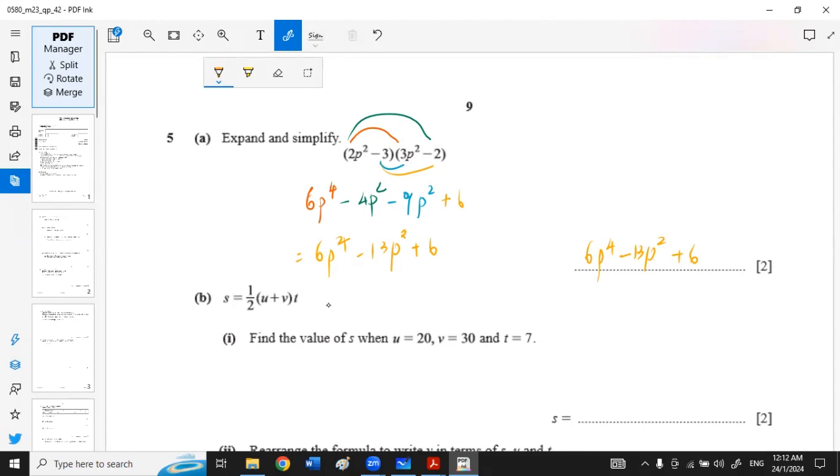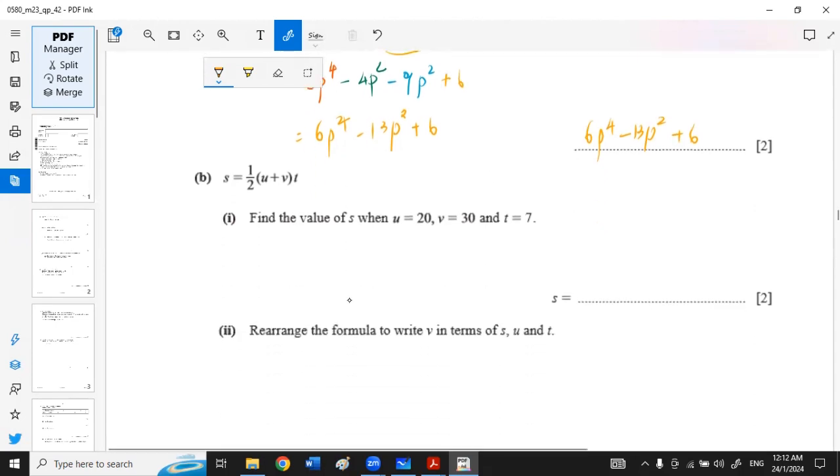s equal to half of u plus v, times t. Find the value of s when u equal to 20, v equal to 30, t equal to 7. So s equal to half, just substitute 20 plus 30 times 7. Use the calculator, you should get 175.